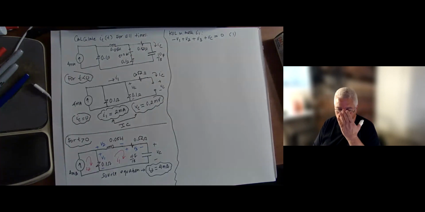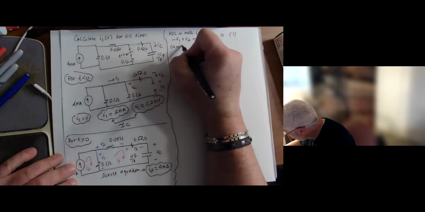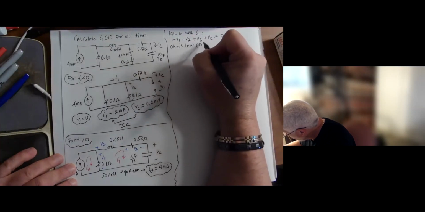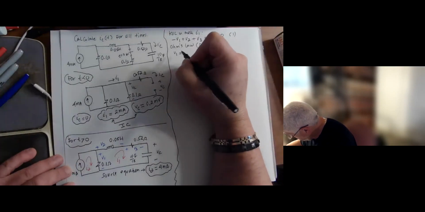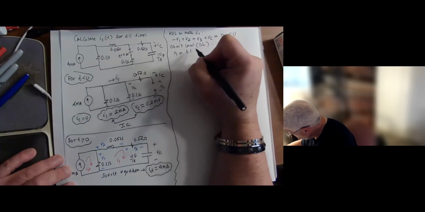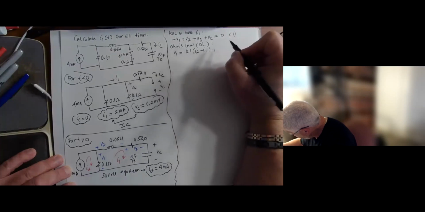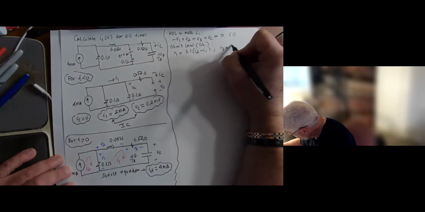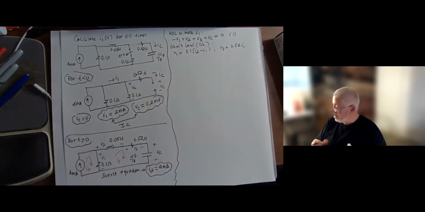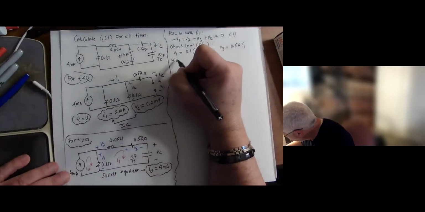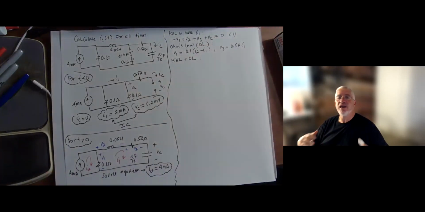I do KVL in terms of voltages. I expect you to do the same thing. Then I write Ohm's law for all my resistors. Often I'm going to call Ohm's law OL. So Ohm's law: V1 is 0.1 times I2 minus I1. And for the 0.52 ohms, V3 equals 0.52 I1. Then I basically do KVL plus Ohm's law. In other words, I bring the Ohm's law equations into all my KVL.